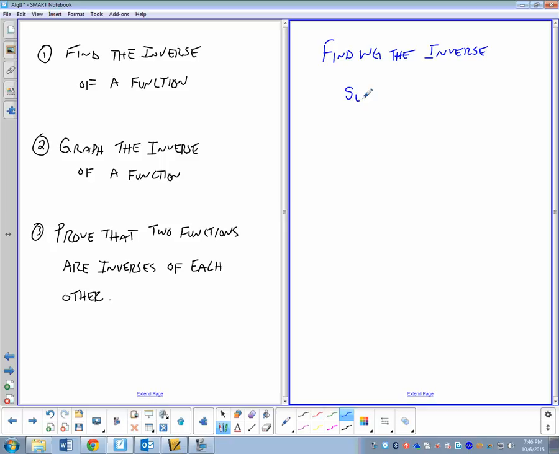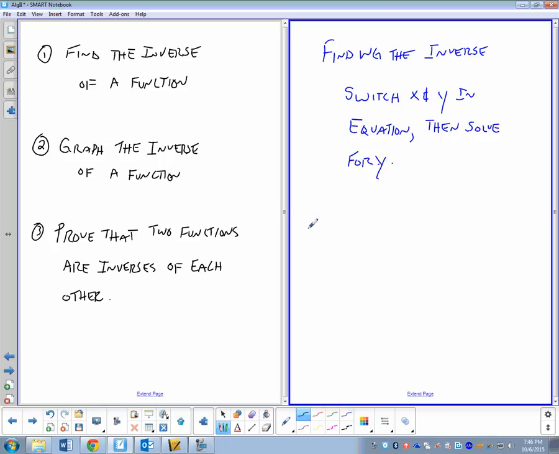To do that, I switch x and y in the equation, then solve for y. So to find the inverse of a function, I just take the x and the y that are in the equation, I switch them, and then I get y by itself. So then solve for y, I guess it would help if I put the y in there.